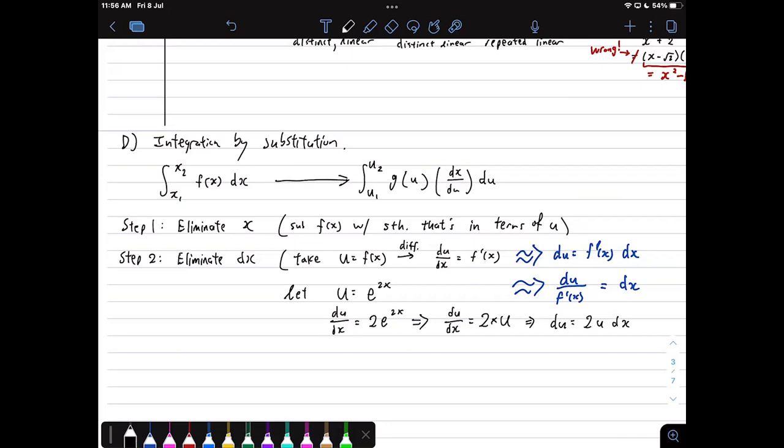Maybe it will be useful. I'm not sure if it's useful or not, replacing it with a u. I'm just telling you it's an option. Okay. You have to see case by case.